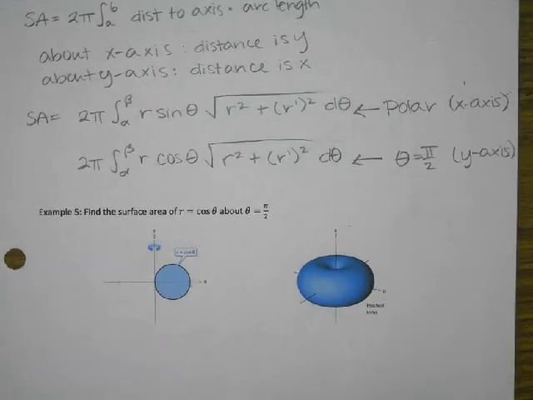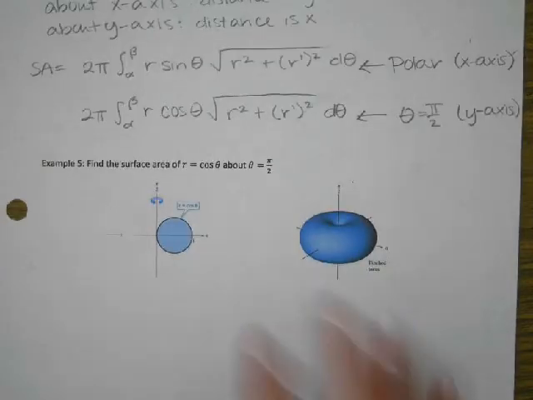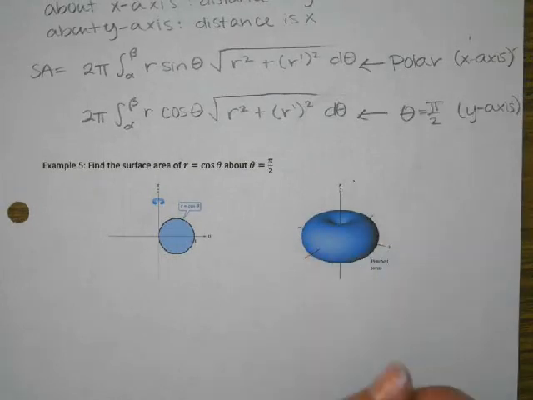So how do you tell it's spinning around? They'll tell you. If you look at this picture, they don't always give you a picture like this, but when you look at this picture, you can tell they were spinning it this way, around pi halves.